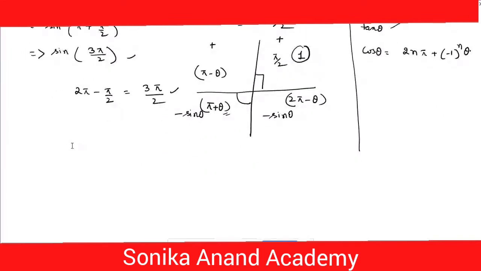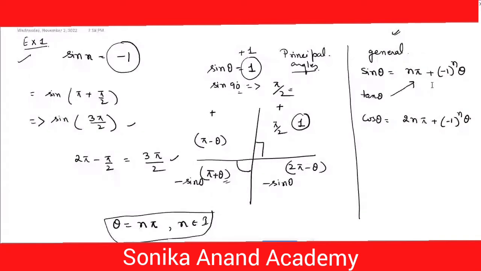Now, just leave this. You can see 6.02: sine theta is equal to 0, where theta is equal to n pi. It is given in your textbook in bold letters, which I told you here. Clear?